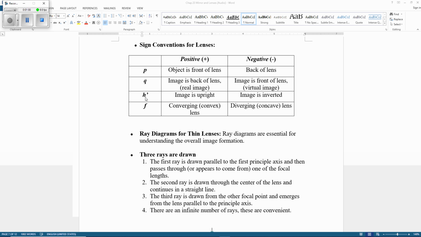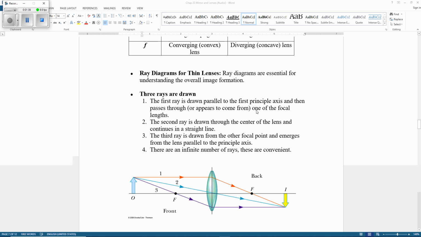Now H prime, that's the height of the image. If the image is upright, we take positive. If the image is inverted, upside down, then we take a negative sign. And this is also very, very important. F, the focal length: when you calculate for a converging lens, F should always be positive. And for a diverging lens, or concave lens, always negative. Converging lens, F positive. Diverging lens, F negative.